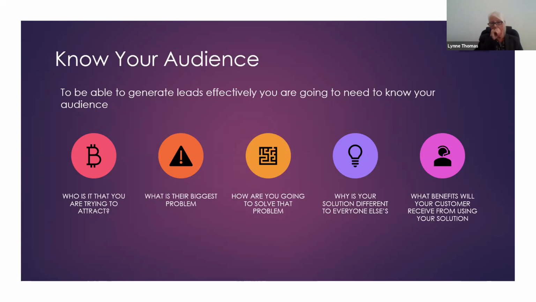Okay, the next thing we need to look at is, how are you going to solve that problem? So is it going to be by a one-to-one? So if you're a life coach, you might need to get someone to come in and sit with you for a couple of hours so that you can talk to them about their particular issues and help them to solve them. If you're selling something online, what is it that you're selling, and how are you going to make it as easy as possible for your customers to buy? And how are you going to promote yourself effectively? So you need to think about how you're going to solve the problem for your customers.